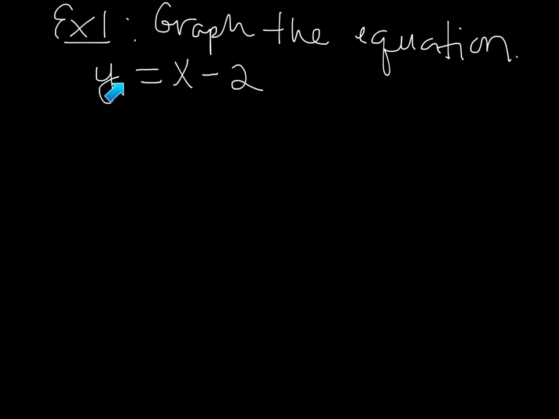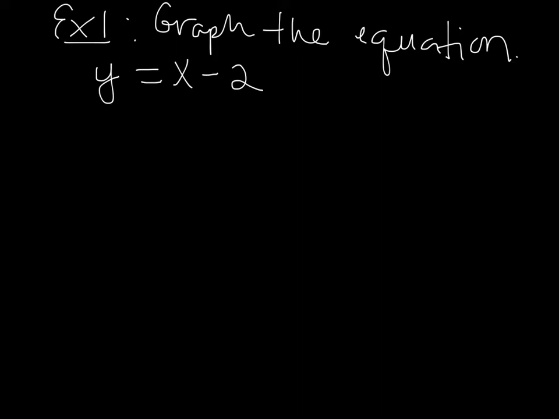So we have two variables, so this equation is going to be graphed on the Cartesian plane, right? Because it has an x-axis and a y-axis. And we have x values here and y values here. So in order to pick some points, you can pick any x values you want.